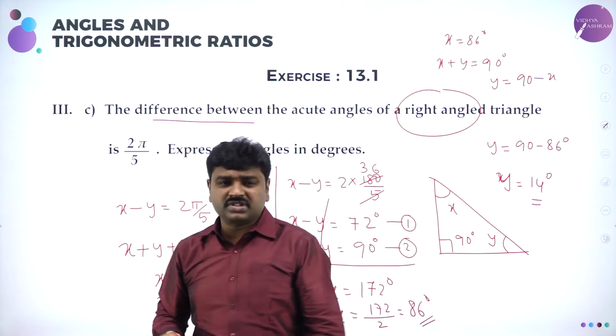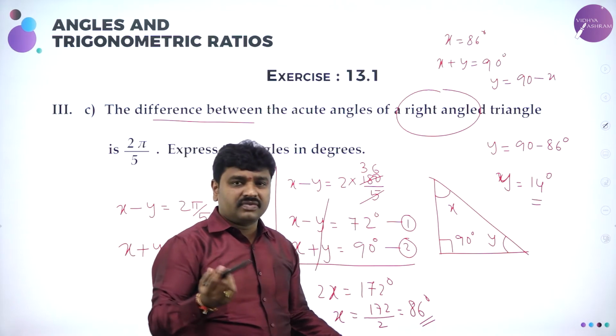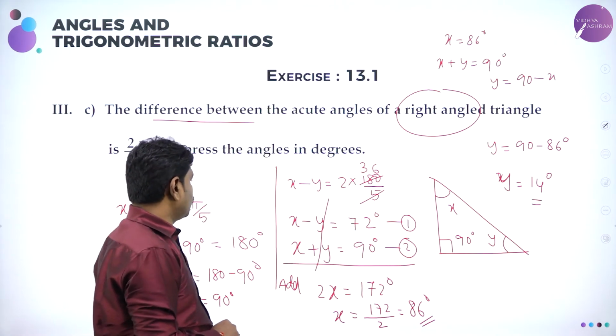And they want you to express in degrees. Directly, the first equation 2 pi by 5 means 72 degrees. I will solve it, we will get the answer. I hope all of you understood this.